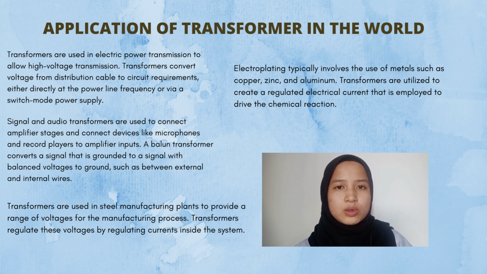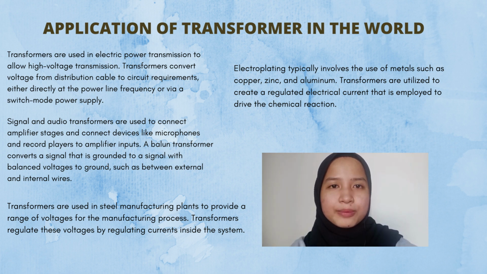Transformers are also used in steel manufacturing plants to provide a range of voltage for the manufacturing process. During the melting and welding of steel, high currents are necessary, but during the cooling process, lower currents are required. Transformers regulate this voltage by regulating currents inside the system.